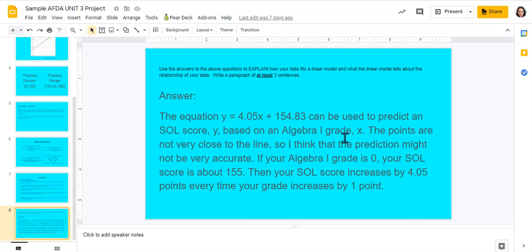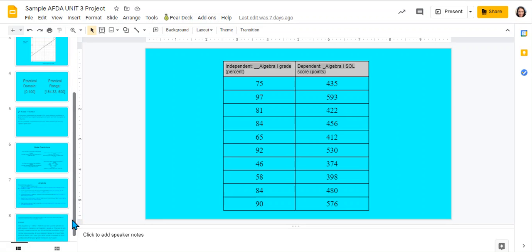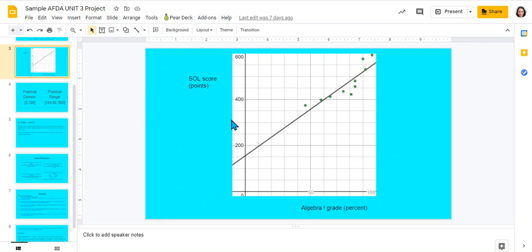All right, and here is when you're just going to put all your thoughts together to conclude this. So the equation y equals 4.05x plus 154.83 can be used to predict the SOL score y based on the Algebra 1 grade x. So for everybody, it can be used to predict whatever you have in y based on whatever you have in x. For mine, I said the points are not very close to the line, so I think the prediction might not be accurate. For yours, you can tell me whether the points are close to the line and whether you think the prediction is accurate.